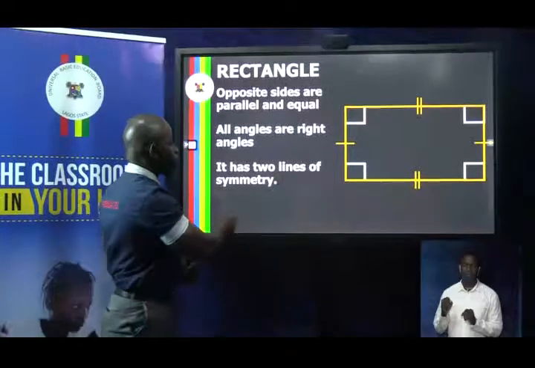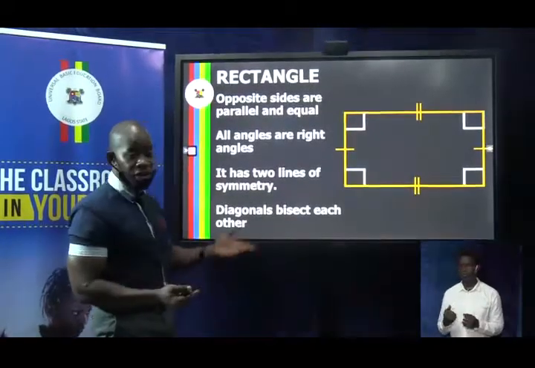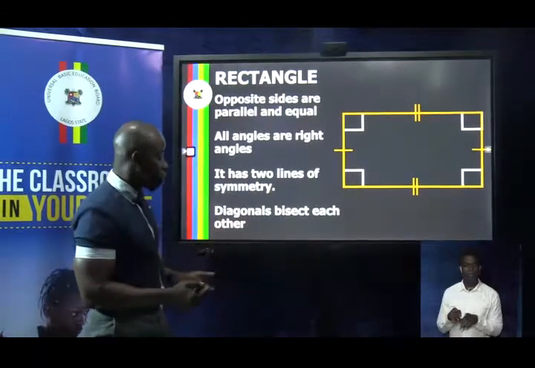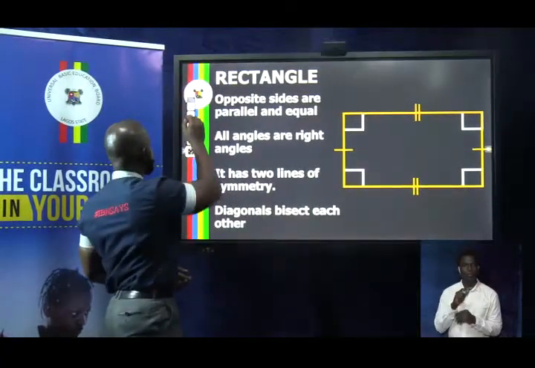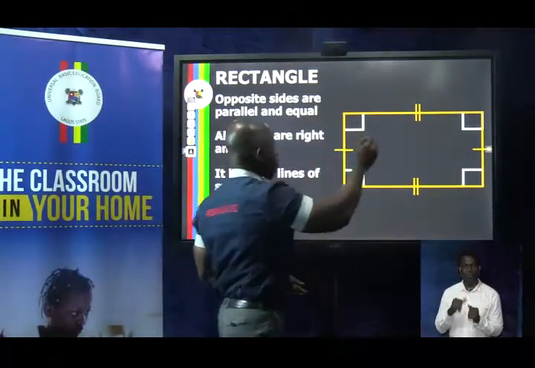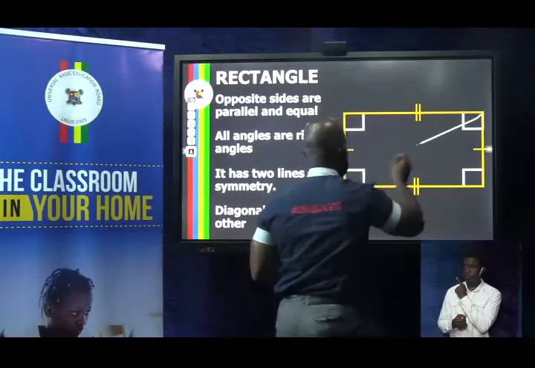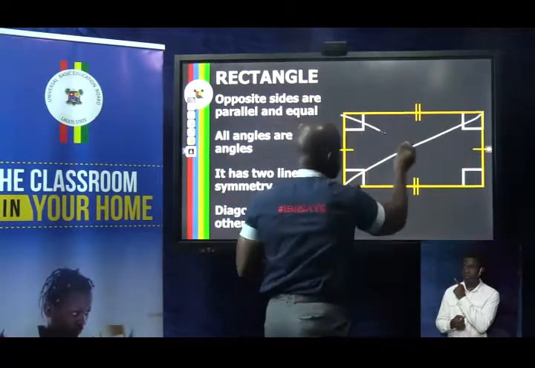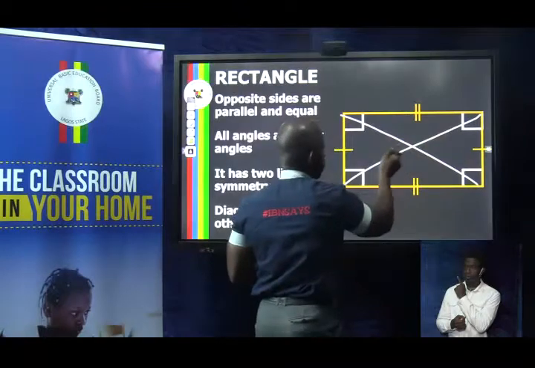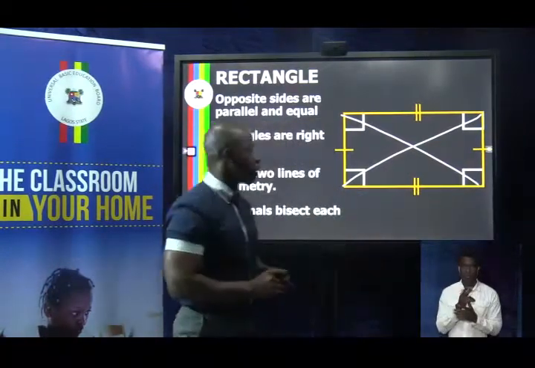Let's move on. What other property does it have? Again, like the parallelogram, the diagonals bisect each other. I'll just draw that quickly. This is the diagonal, and this is the diagonal, and they are dividing each other into two equal parts.